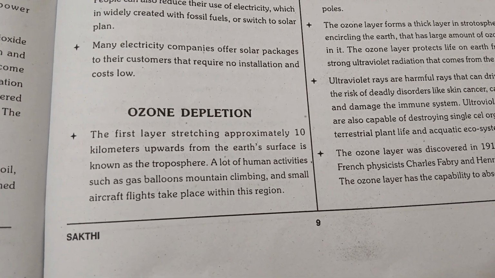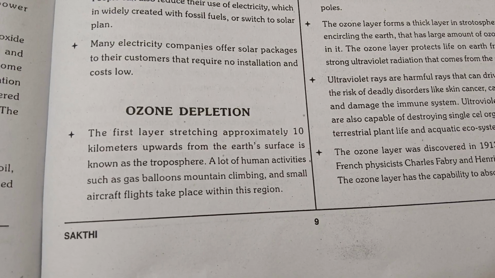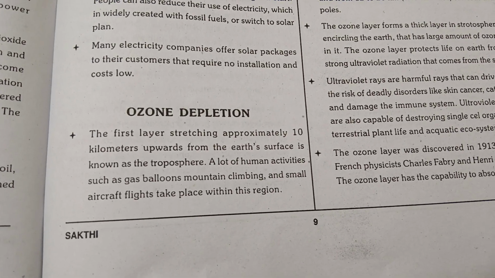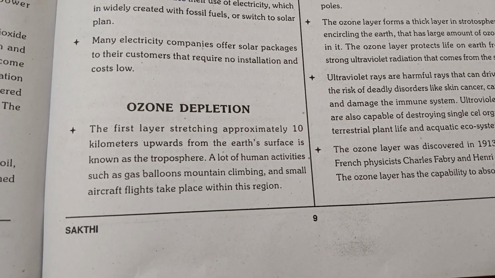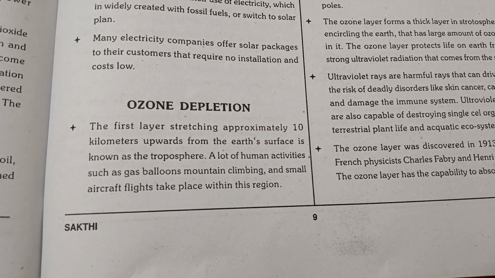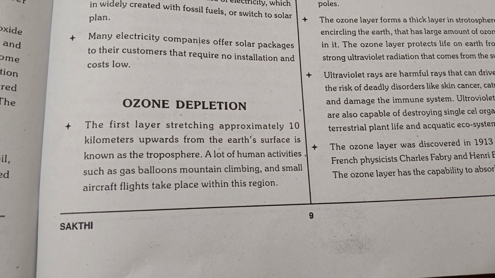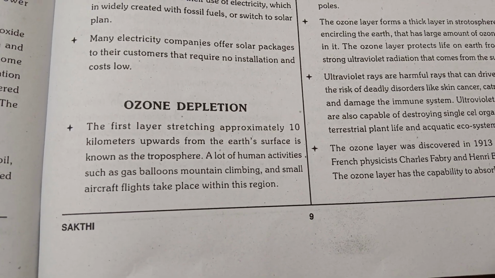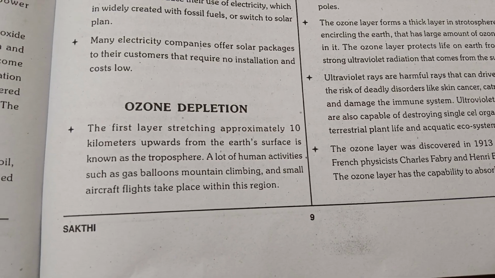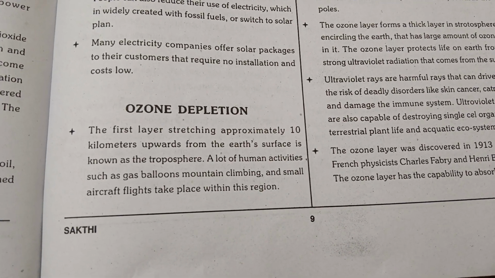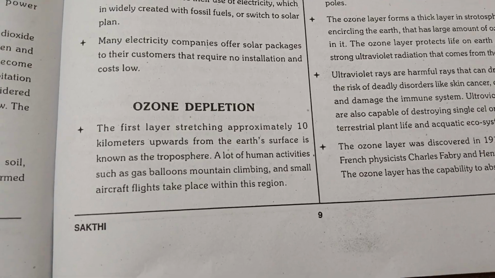The first layer, stretching approximately 10 kilometers upwards from the Earth's surface, is known as the troposphere. A lot of human activities such as gas balloons, mountain climbing and small aircraft flights take place within the region.